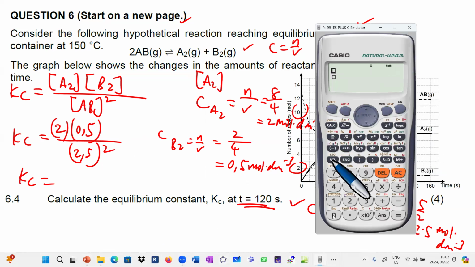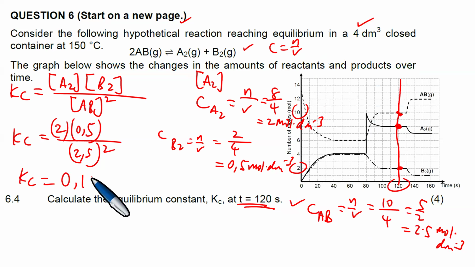So let's do this. You have 2 times 0.5, you divide by the denominator, which is 2.5 squared, and you get 0.16. Kc is dimensionless, no units, but it is exactly 0.16. And therefore, this should be the answer to this question. Let's look at the next point.